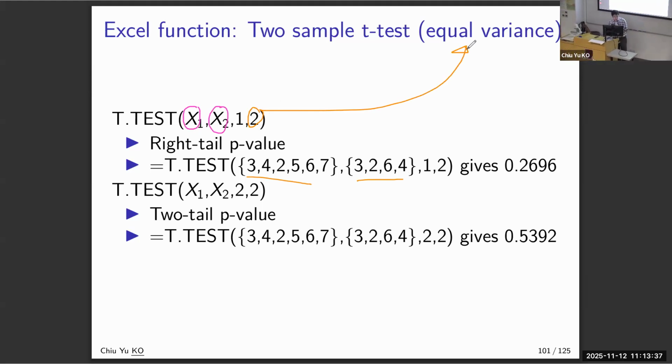Okay. And this third argument will be this one implies right tail, and this implies two tail. Okay. And you ask why don't they have a left tail? Because they are lazy. Because one minus the right tail is the left tail, so they just don't do the complicated job. And two tail already tells you the answer, right? So I hope it's clear. Once you give data, you can easily do it.